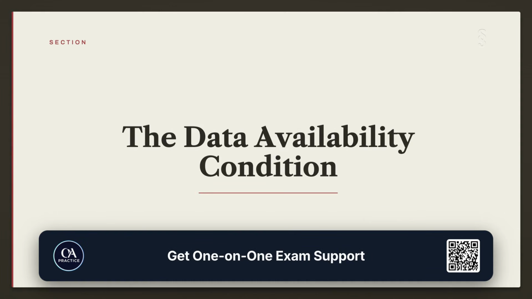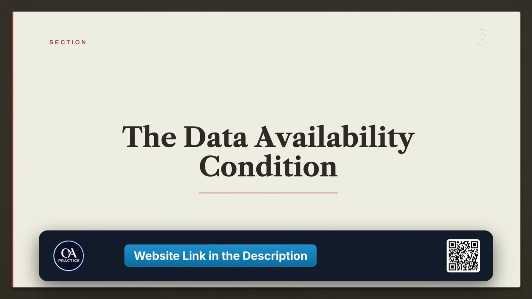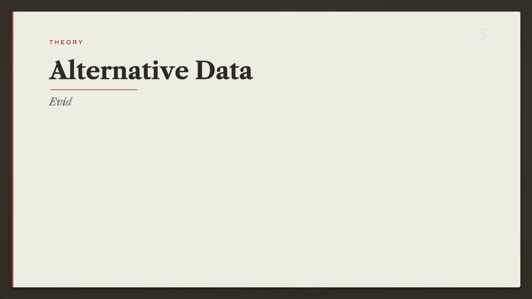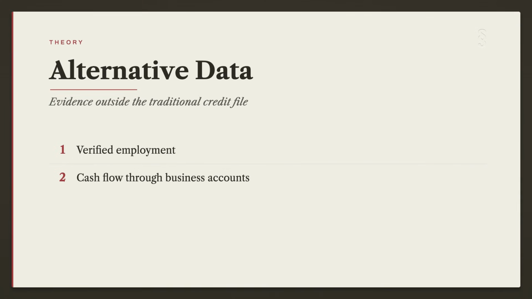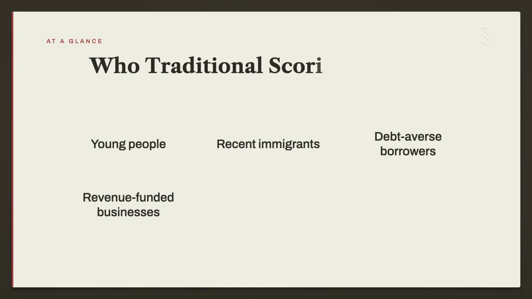A thin credit file doesn't mean a person is risky. It often just means the old measurement tool can't see them at all. Change what the lender can observe, and a whole new picture emerges. Verified employment, 2 years of cash flow, consistent utility and rent payments, and seasonal receivables. Together they describe a borrower in real detail, whether that supports approval or decline.